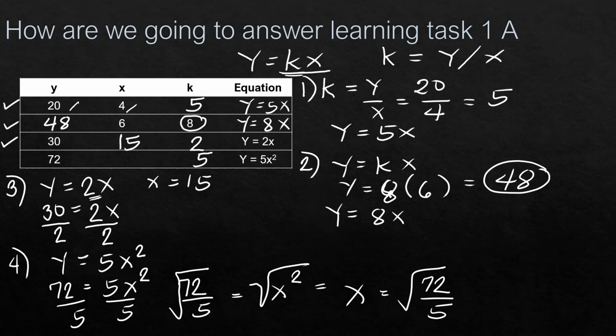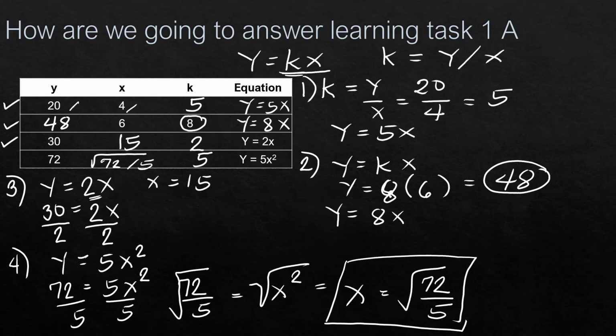There is a simpler way pa para makuha natin itong x, but since we are not yet on the lesson on radicals, accept muna natin ang answer na ganito. Pero again, dahil naka-squared siya, para makuha natin yung value ng x, we have to get the square root. So, we have here square root of 72 over 5. Pero yung sa book, hindi ko alam kung perfect square ang magiging sagot natin. So, yan po para masagot natin yung learning task 1A.